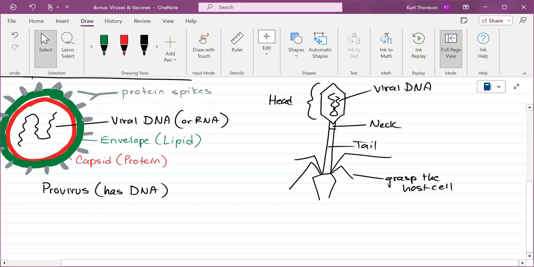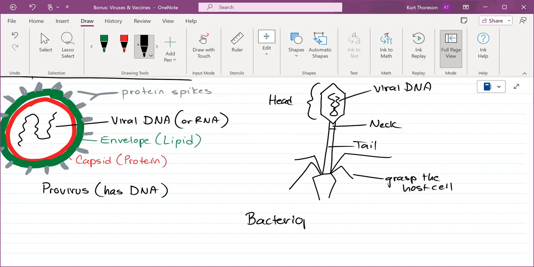This is a very odd-looking virus. You humans don't have to worry about this one because this only affects bacteria. This is called a bacteriophage, or phage for short. Phage means to eat or to consume. Bacterio refers to prokaryotes and other bacteria. So this is only going to affect bacteria. You don't have to worry about that.